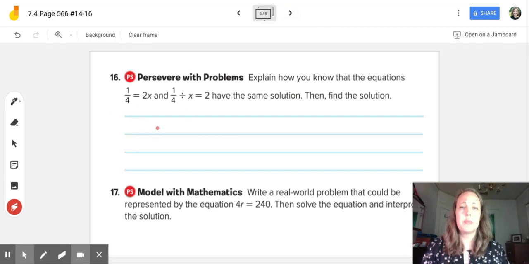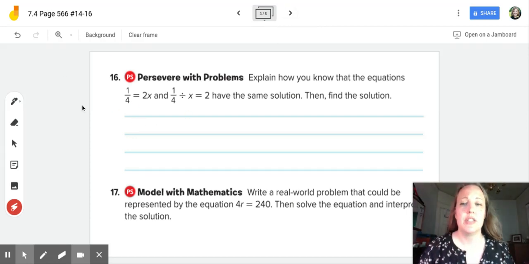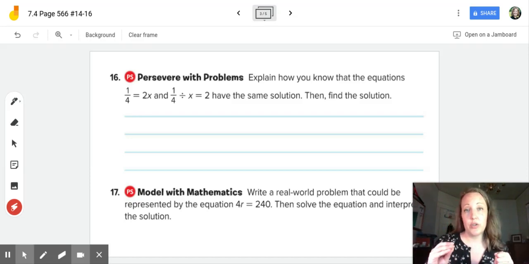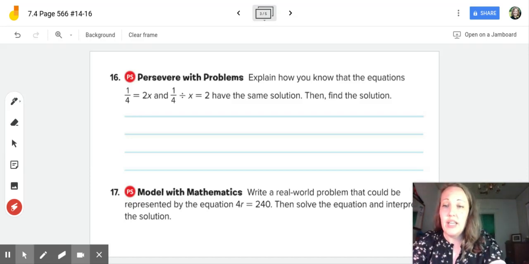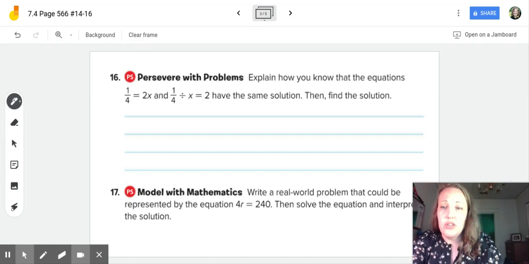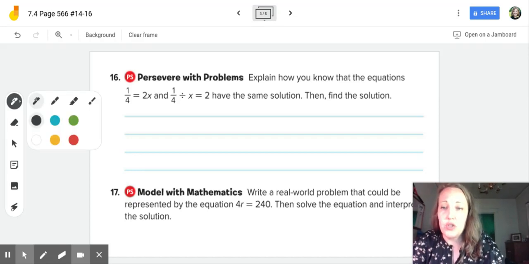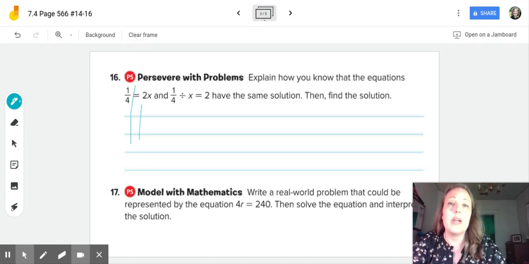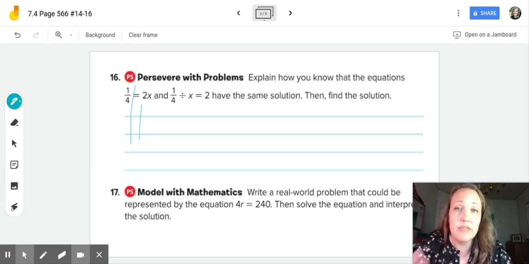16. All right, explain how you know that the equations here and here have the same solution. All right, so there's a cool thing that we can look at here, and then I want to show you a little bit further. If I look at it, 1/4 is equal to 2x. How could I undo that multiplication, 2 times x? Well, I think I could divide both sides by 2, right? Which is what we'd normally do to isolate the variable.